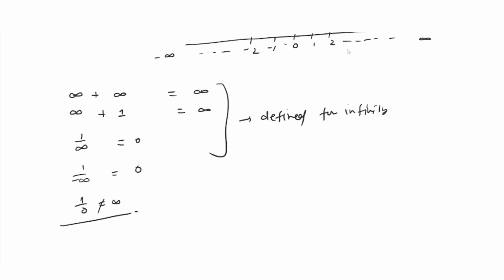These properties are defined for infinity, but we cannot say 1 by 0 equals infinity. On the right hand side of 0 it is plus infinity, and on the left hand side of 0 it is minus infinity.